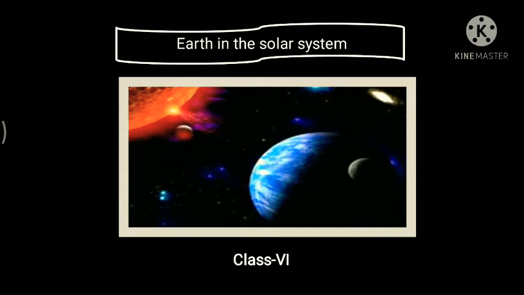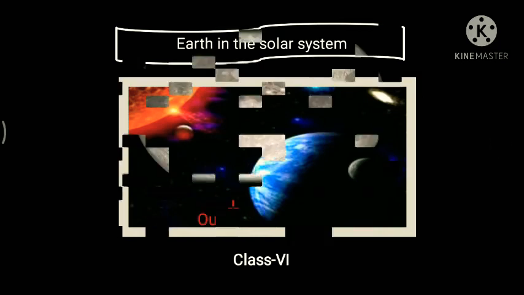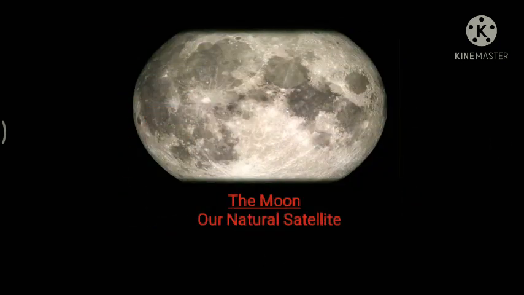So today we'll start with this same chapter, that is Earth in the solar system, and we'll complete the last portion of it. Okay, so let's begin. As we have already discussed, just a small briefing I'm giving. That's the moon, our natural satellite.